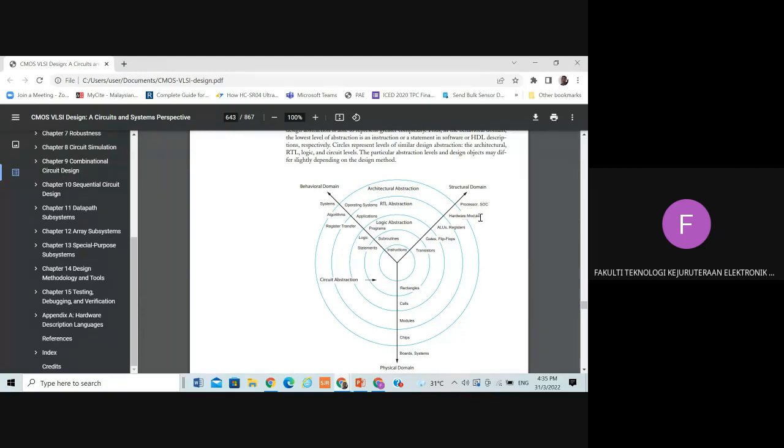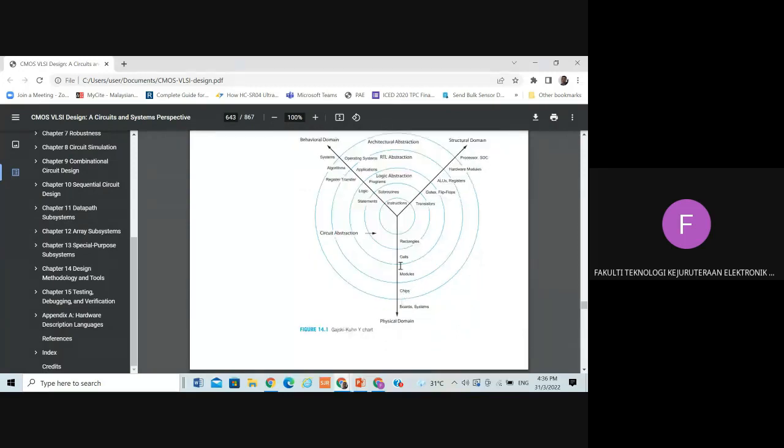Processor, SOC, and then hardware modules, ALU, register. This is actually the RTL level. And then we also have gates level, and then transistor level, and we can even go to a lower level. But this is the fundamental for you to understand. We can also look at other levels, like this one. We have system level, algorithm level. So the higher level is system level, and then going lower, algorithm level, register transfer level, logic level, and so on.